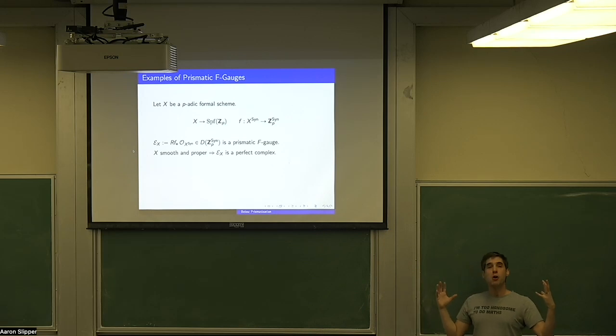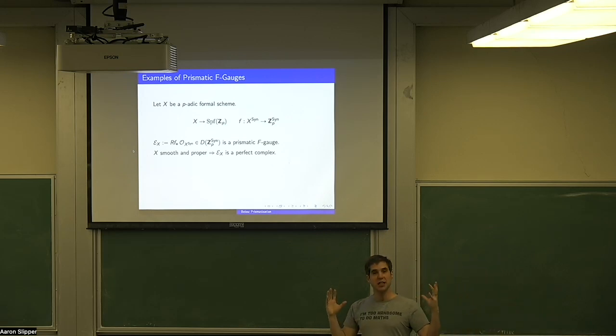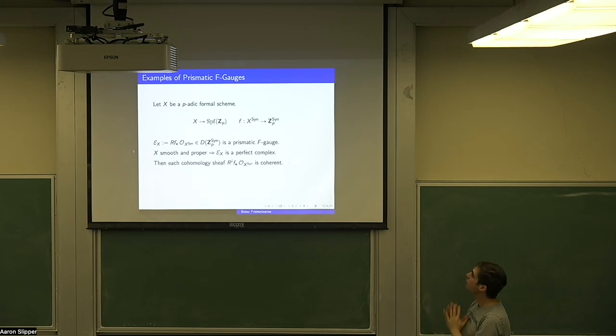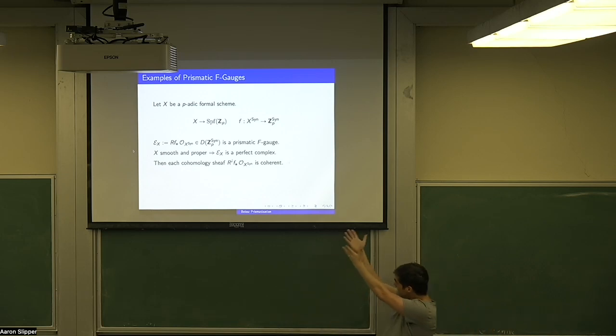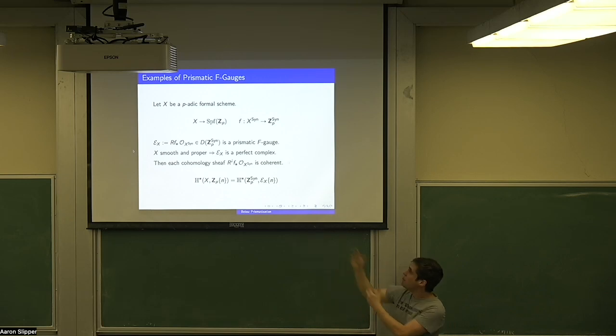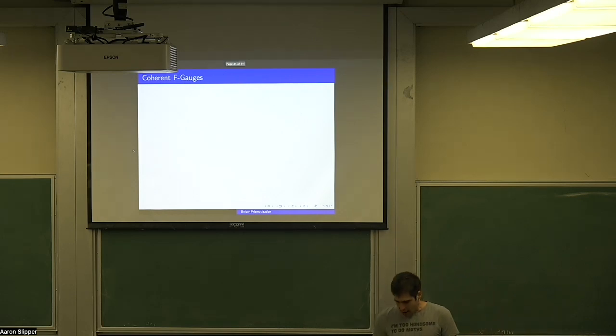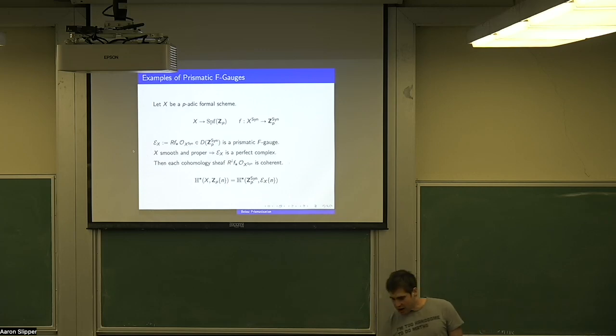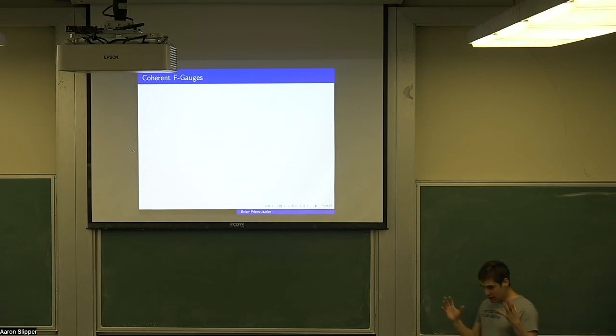And if X is smooth and proper over Z_p, then this is actually a perfect complex on Z_p syn. So it's something that has coherent cohomology sheaves. And this is a very natural way to get prismatic F-gauges. You get, in particular, coherent prismatic F-gauges. And then what's the relevance of these objects? Well, the syntomic cohomology of X, you can think of as the hypercohomology of this stack Z_p syn with coefficients in that prismatic F-gauge, which I'm going to call E sub X. So again, when X is nice enough, this will actually be a perfect complex. So it has coherent cohomologies.